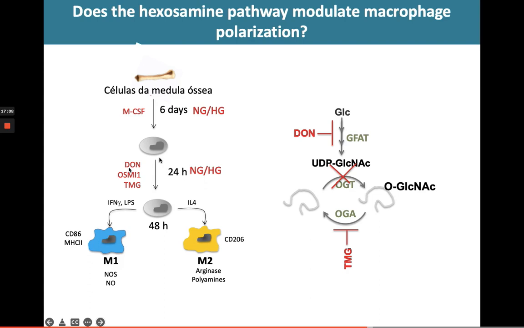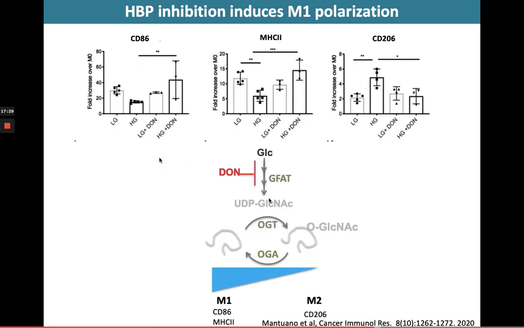So we used an inhibitor of the GFAT, DON, that will inhibit the whole pathway and the O-GlcNAcylation. We used Thiamet-G that would inhibit OGA, increasing the O-GlcNAcylation, and we inhibited the OGT, decreasing the O-GlcNAcylation. When we inhibit the GFAT, what can we see?